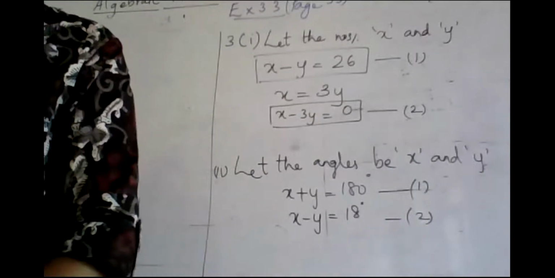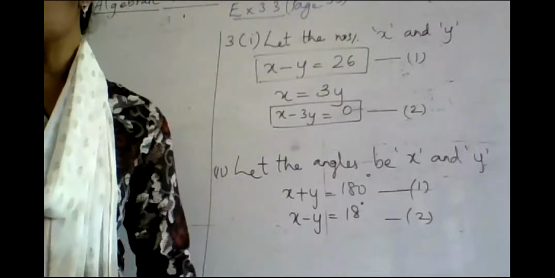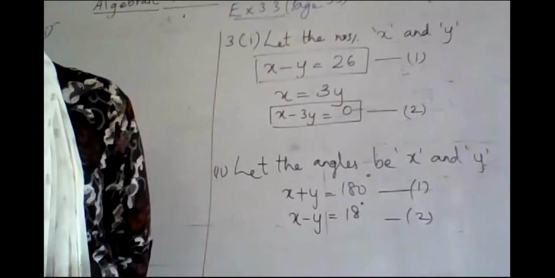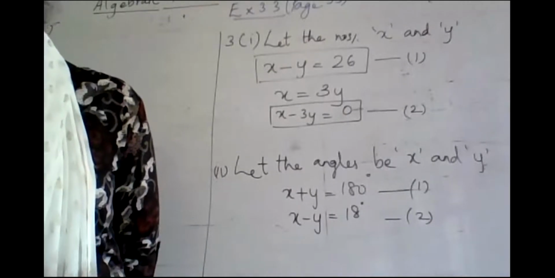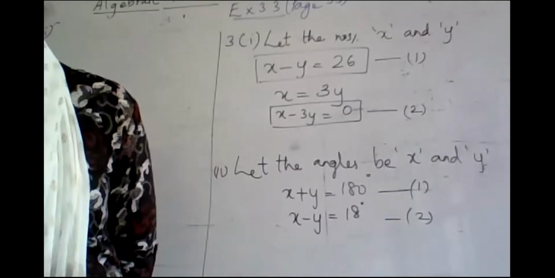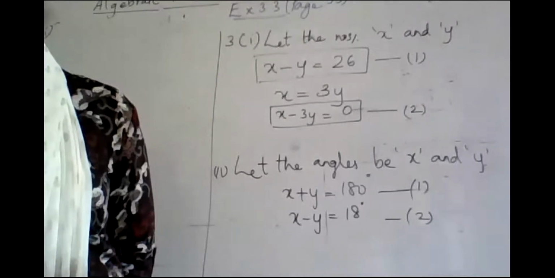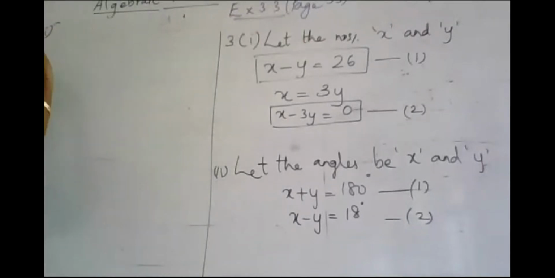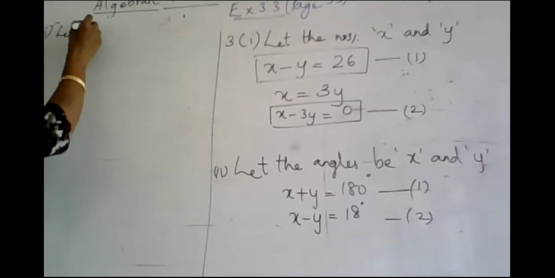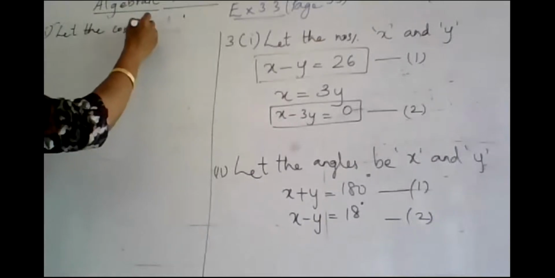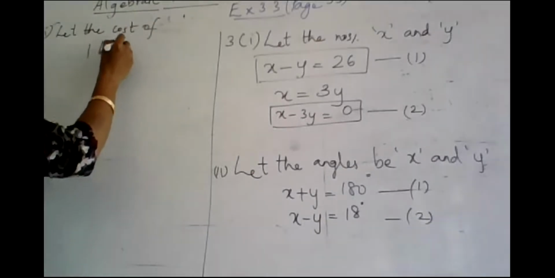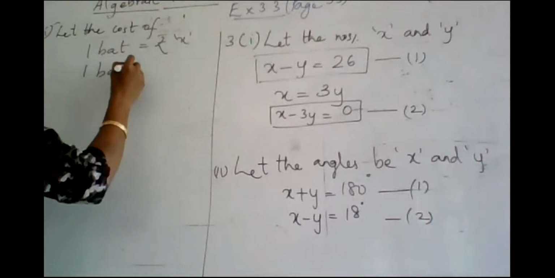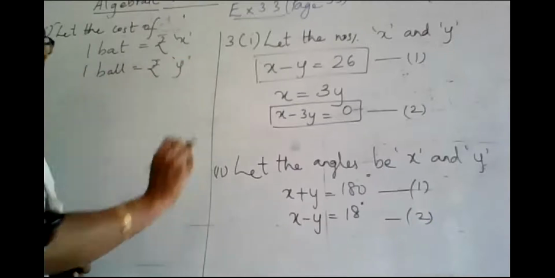Right, now look at the third one. The coach of a cricket team buys 7 bats and 6 balls for rupees 3,800. Later, she buys 3 bats and 5 balls for rupees 1,750. Find the cost of each bat and each ball. What is asked will become your assumption. Let the cost of one bat be rupees x and one ball be rupees y. This is my assumption.